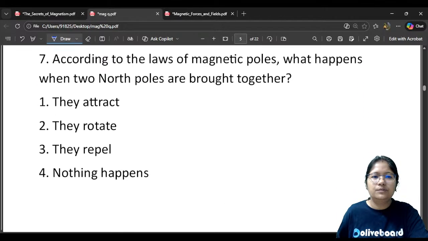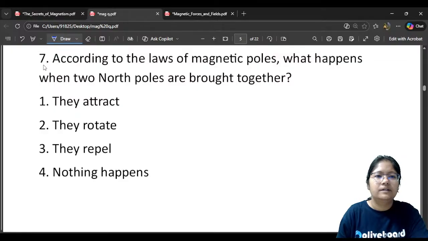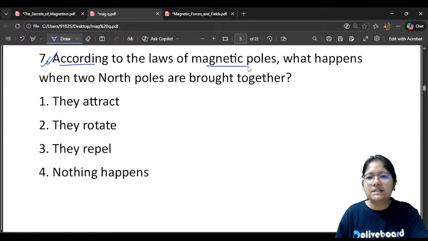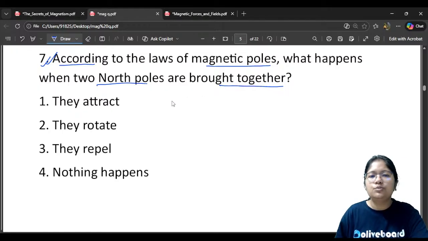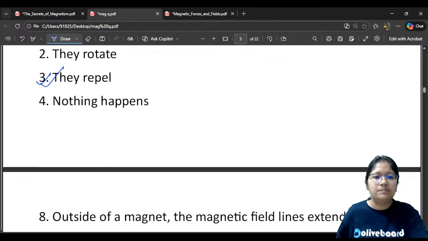Next question is, according to the law of magnetic poles, what happens when two north poles are brought together? Like poles will always repel.